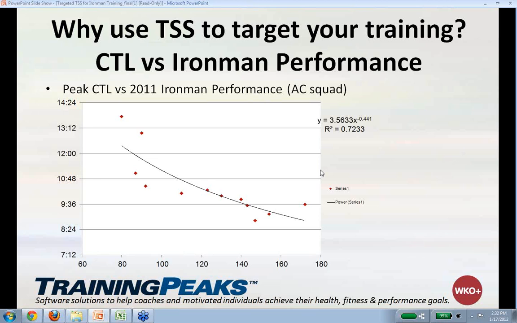Just a question for me. It looks like there's a cluster in that 120 to 160 range. Did all those athletes qualify for Kona? Maybe not the 120 guy. Okay, but most of those guys.